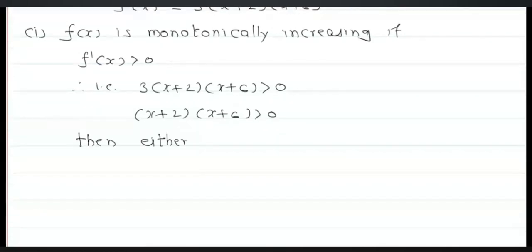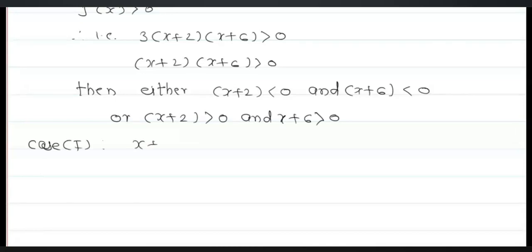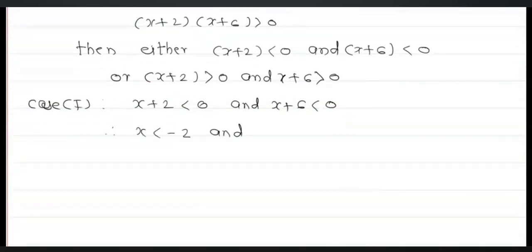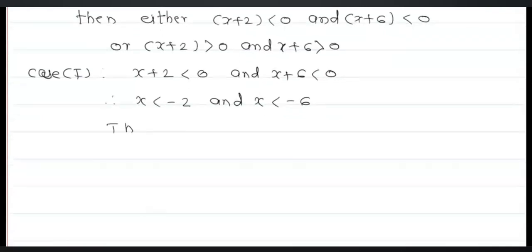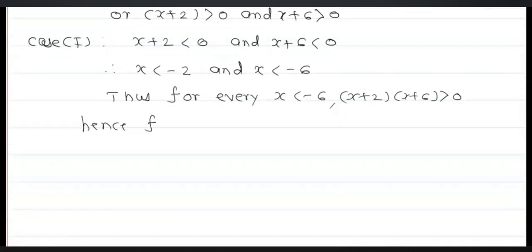that is, x plus 2 into x plus 6 is greater than 0. Then either x plus 2 is less than 0 and x plus 6 is less than 0, that is, both of them must be negative, or both of them must be positive: x plus 2 is greater than 0 and x plus 6 is greater than 0. That is case 1, x plus 2 is less than 0 and x plus 6 is less than 0. Therefore, x is less than minus 2 and x is less than minus 6. Thus, for every x less than the lowest, x is less than minus 6, x plus 2 into x plus 6 is positive.